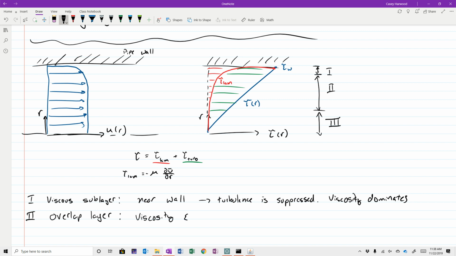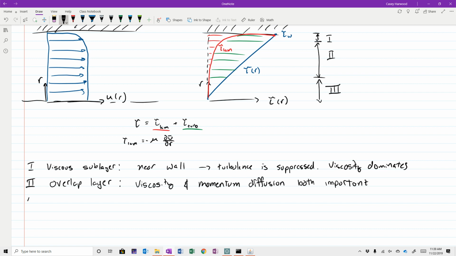Viscosity and momentum fluctuations, or momentum diffusion, are both important. And then 3 is what we call the outer layer. Okay, near the pipe center line, momentum diffusion is dominant.